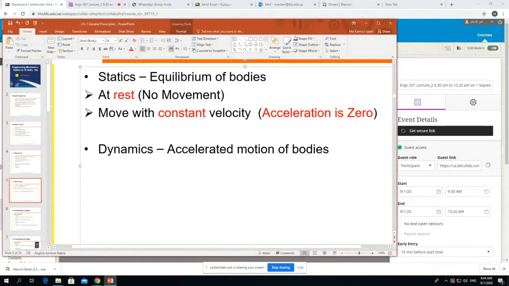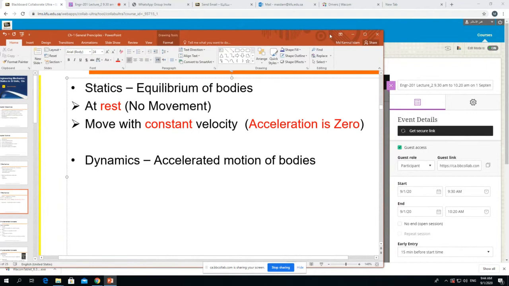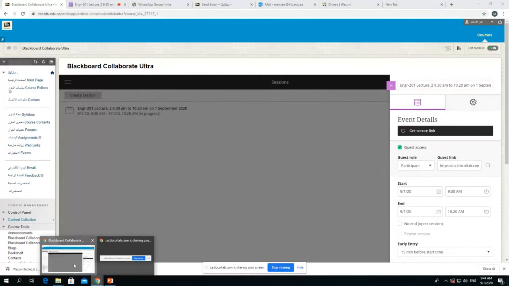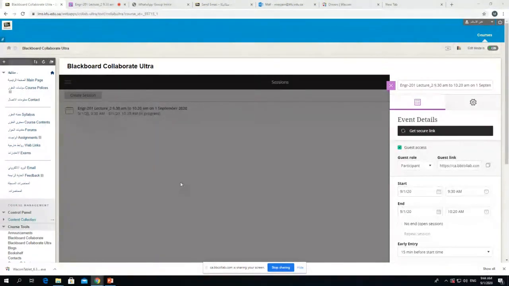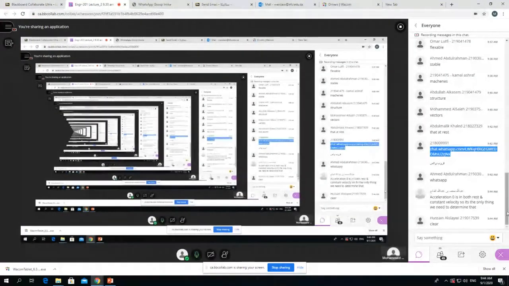All right. So everyone clear? What is the difference between statics and dynamics? Everyone clear? Tell me, please. Okay, everyone clear. So acceleration zero applies to both rest and constant velocity. It is the only thing we need to determine: whether your acceleration is zero or not. If acceleration is zero, then we will say this is statics. If acceleration is not zero, then we will say it is dynamics.